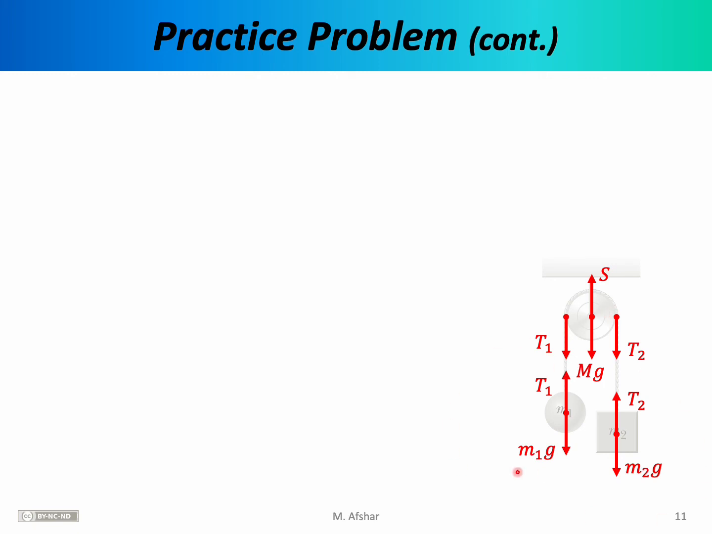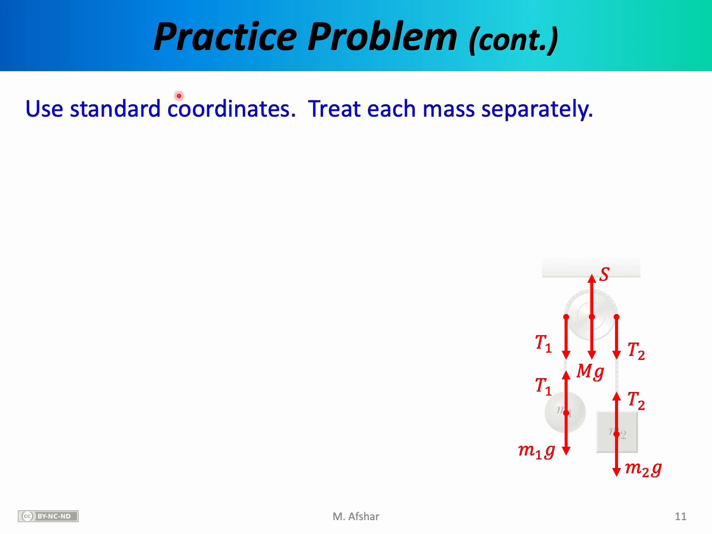Once you've drawn a force diagram like the one here, it's good to adopt a standard coordinate system and then treat each mass separately. We'll begin with mass 1. We'll talk about the sum of the forces in the y direction. That ends up being T1 minus m1g. And according to Newton's second law of motion, the sum of the forces in the y direction should equal mass times acceleration in the y direction. Since we have multiple masses, don't forget to label your masses carefully. This is m1 that we're talking about.